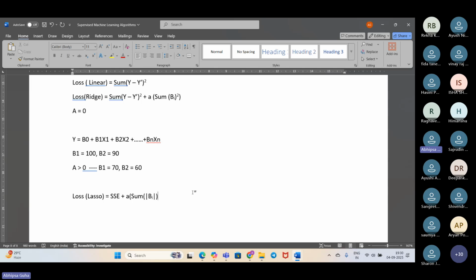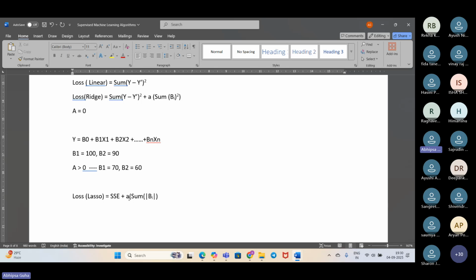The bi is the coefficient we take into consideration, that is the slope, or the coefficient of the features like b1, b2, b3. Since I have written bi, it will run from b1 down to n, and for all these values we take them into consideration. This alpha value is the regularization strength, that is how much penalty you want to apply. This is on you.